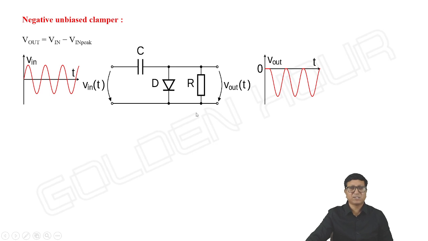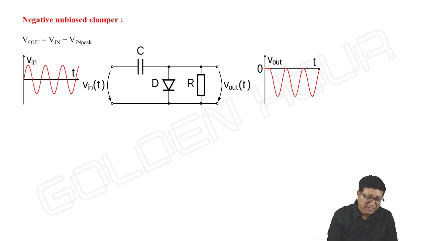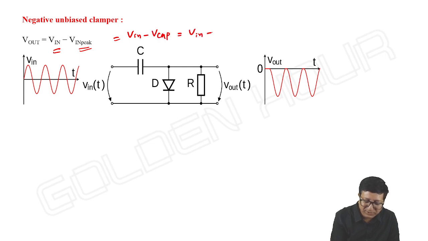Let us start with the negative unbiased clamper. I'm not starting with positive biased clamper because negative unbiased clamper is easy to understand. Later we can extend it to positive clamper, biased clampers, etc. As I said, the output equation is given by V input minus V input peak, or apt meaning is V in minus V capacitor, where V capacitor is equal to the positive peak.